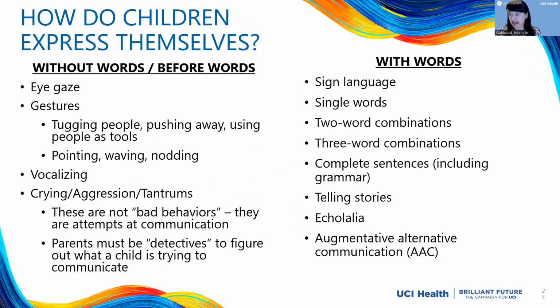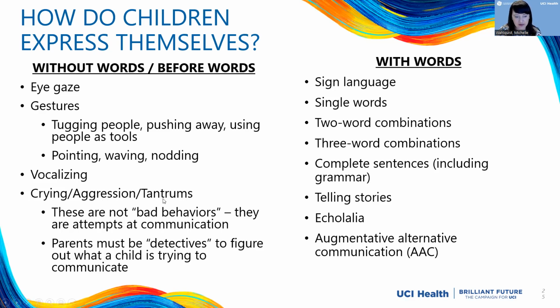Children express themselves without words very early on. So like we've talked about, children can express themselves using eye contact. They can express themselves using gesture. So pulling people, pushing things away, nodding their head, pointing. They can communicate just through vocalization. So I didn't use any words, but you know what it means. It means I like something, right? So I didn't use any words, but I did vocalize and communicate with you.